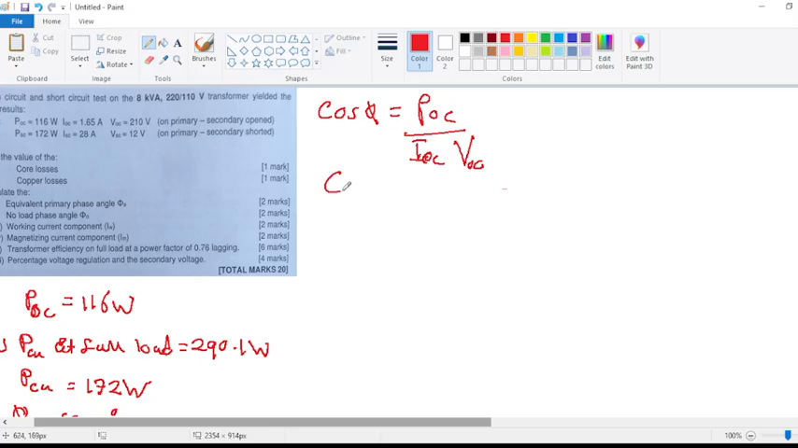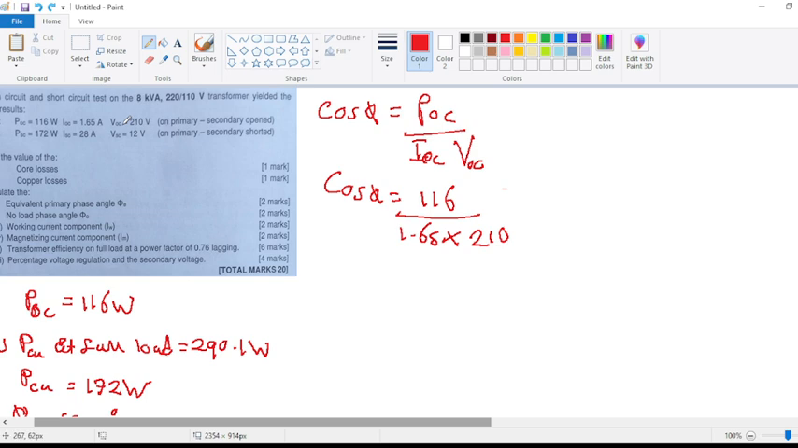So we are going to use the same cos theta equals the power on the open circuit side, we have 116, divided by the current on the open circuit, 1.65, multiplied by the voltage on the open circuit, which has been given to be 210. Remember that these readings you can only find on the transformer's nameplate, but these are the readings that appeared after carrying out the test.